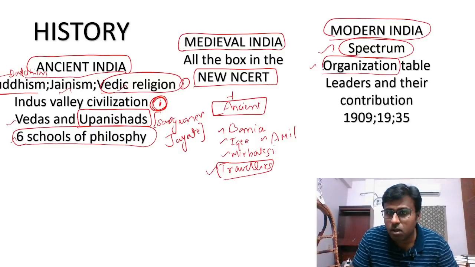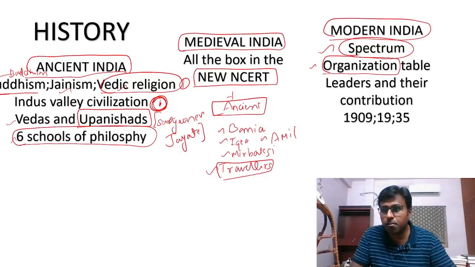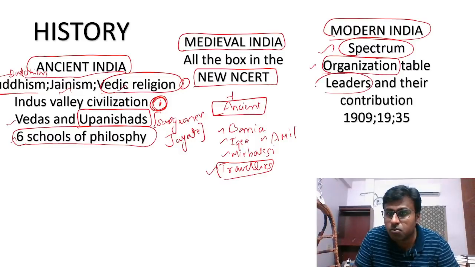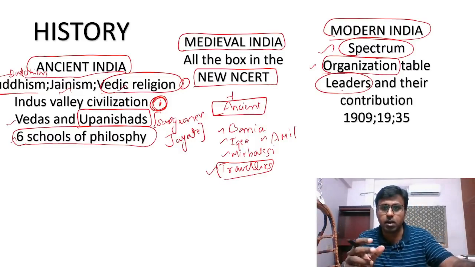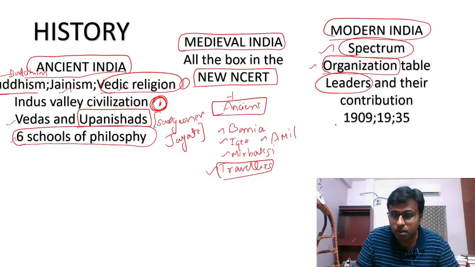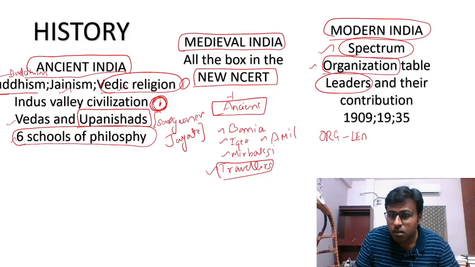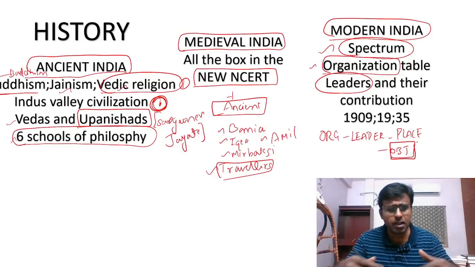So for example, which organization, who formed it, who is the leader, why this organization was formed. If you are reading about an organization, you have to know the leader, the place where it was formed, and the objective. Why it was formed is something they will ask.